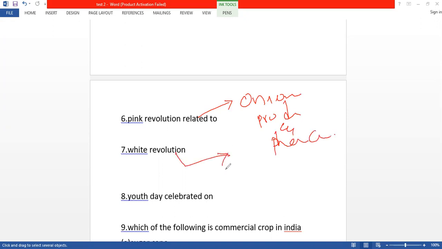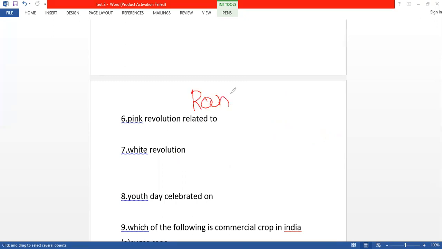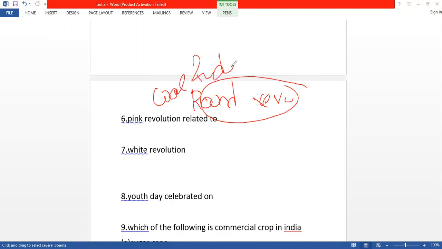White revolution is related to what? Milk. Similarly, tell me one homework question. Just comment in the comment box. Round revolution is related to what? Round revolution. This is your Coal India question. Okay. You just tell me what round revolution is related to. Now, Youth Day is celebrated on which day? 12th January. This date is also important because it is the birthday of Swami Vivekananda.